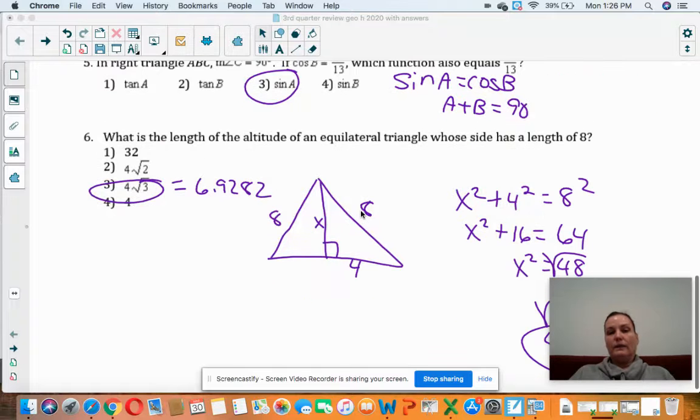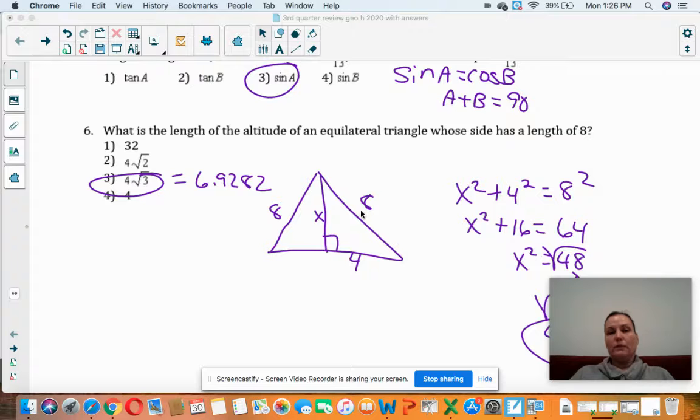I have an equilateral triangle, so I drew a picture of an equilateral triangle. So all my sides were 8. Now this altitude going to the base divides the base in half. That's why I just wrote 4 to the right here. The altitude is perpendicular to the base, so this is now a right triangle.